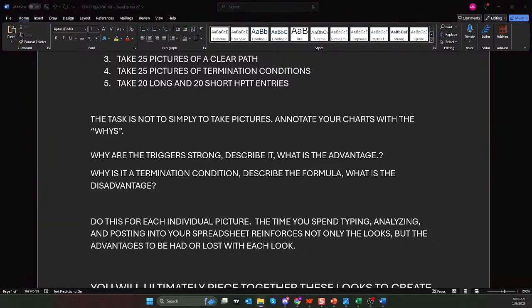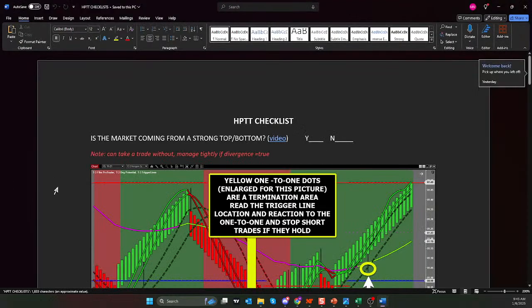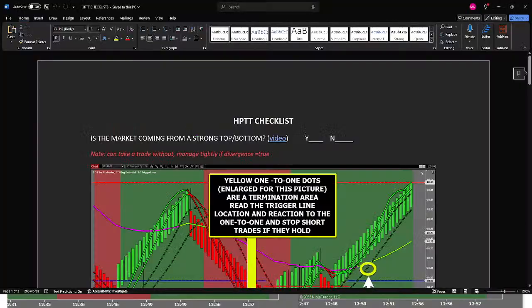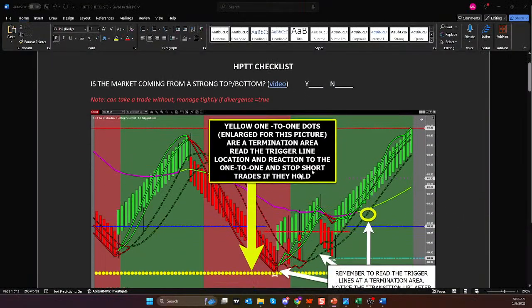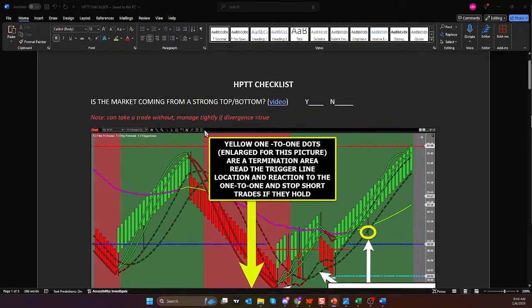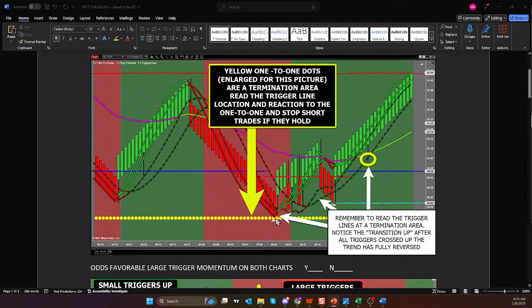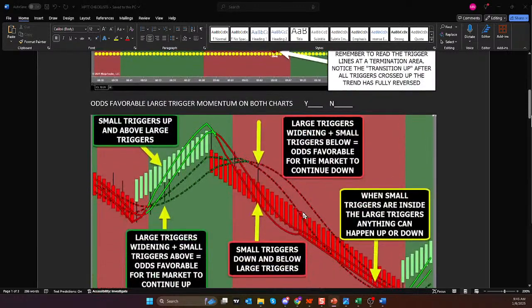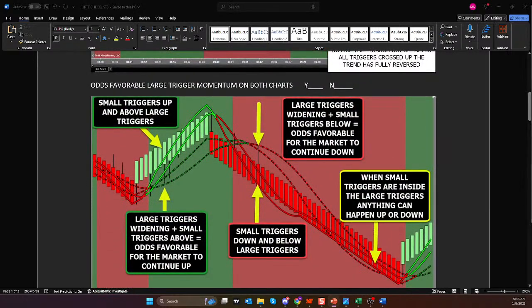I'm also going to give you guys the high probability trend trade checklist sheet. And this is pictures of what it means to have your rules met. Strong bottoms, strong tops. They're not mandatory, but they definitely create some warm fuzzies. Termination that reverses the market. There's your momentum. It's always your momentum. Up, down, doesn't matter. Separation means strength.